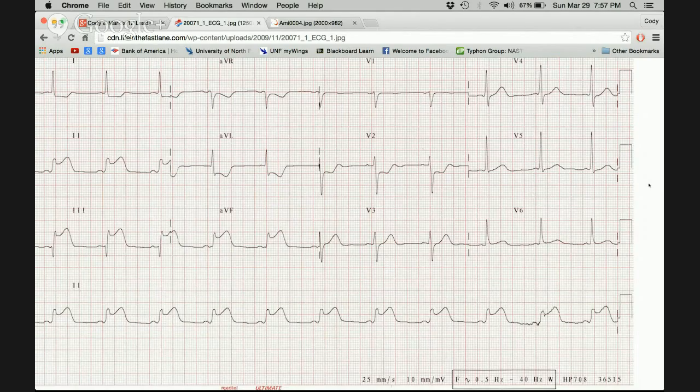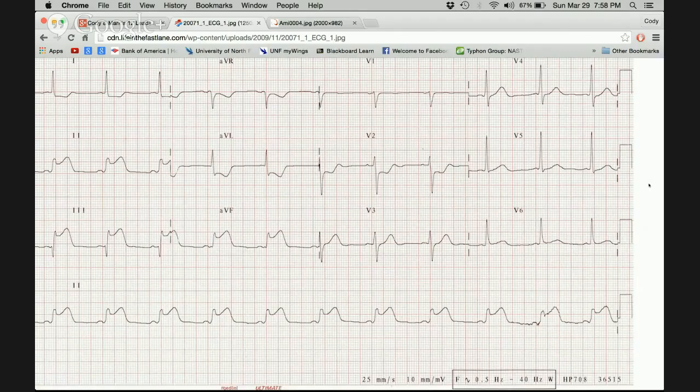Next, we're going to look at left ventricular hypertrophy. So we're going to look at the S wave in V1 and the R wave in V5, which the S wave in V1 is a little over 1, and the R wave in V5 is about 3. So both added together are less than 7. Next, we're going to look at infarction. So we're going to look for inverted T waves, which are none.